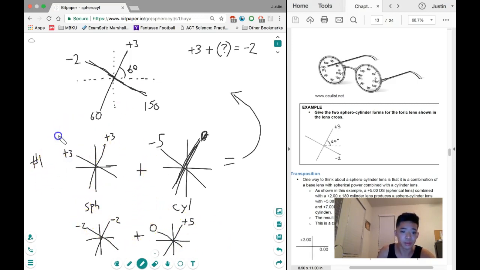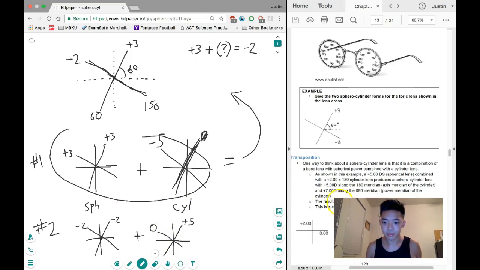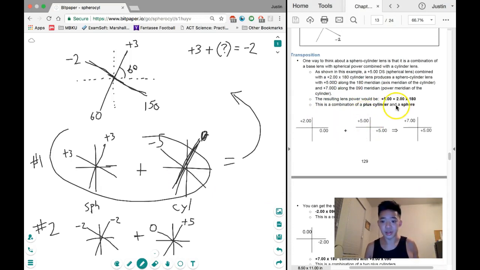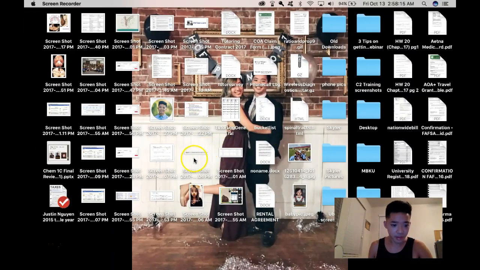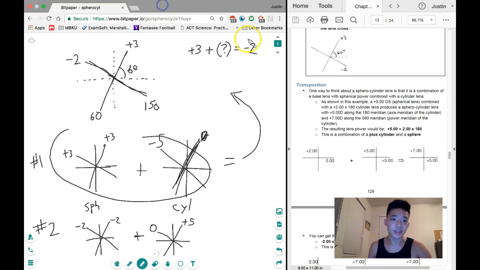This is form number 1. Sorry, my pen is lagging. I wanted to circle the whole thing. And this is form number 2. Having those two different cylinders is exactly why we can transpose prescriptions and write two different prescriptions that really mean the same thing, that really mean the resultant toric lens is the same. So we'll talk about that in the next video, just so I can keep these videos short.